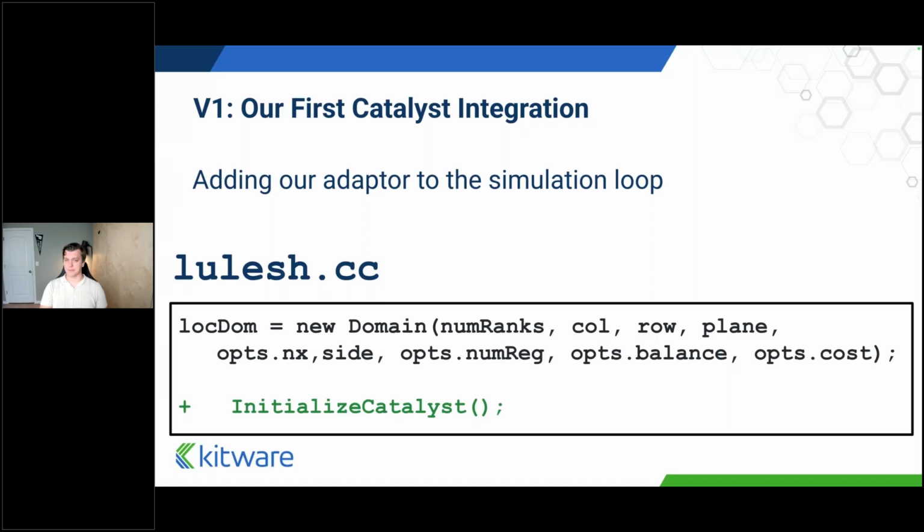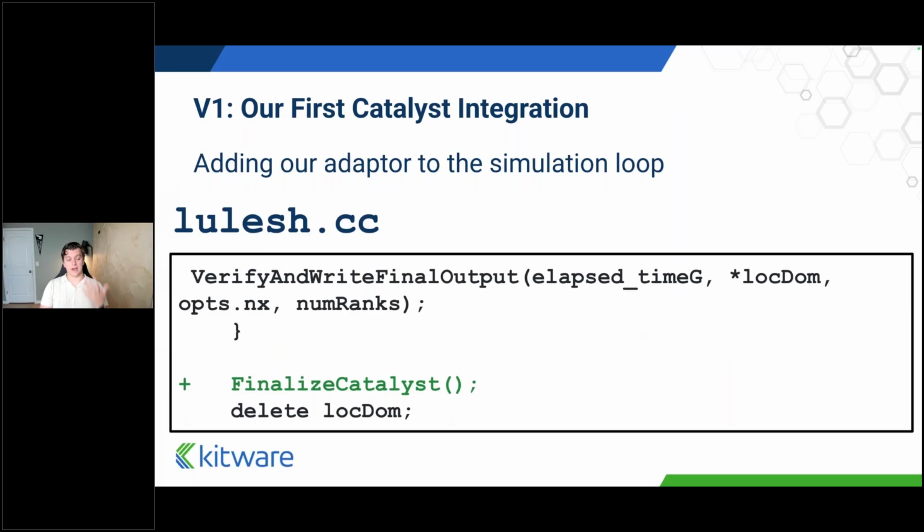Now we need to add our adapter to the simulation loop. As we talked about, we need to initialize catalyst at the beginning of runtime. So we're going to do that as soon as our domain is constructed in this example. Within lulesh.h, we're going to create a new domain, given a bunch of options, and immediately following, we'll initialize catalyst. We will need to have a matching finalize catalyst, so we'll put that at the very, very end, right before we delete our domain.